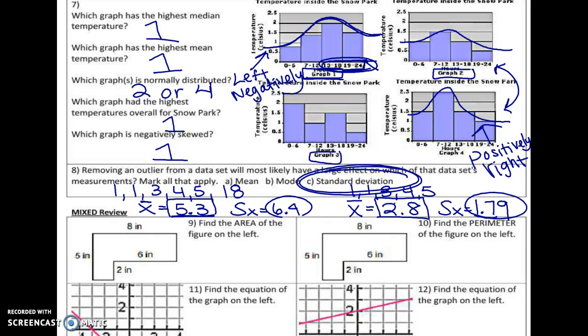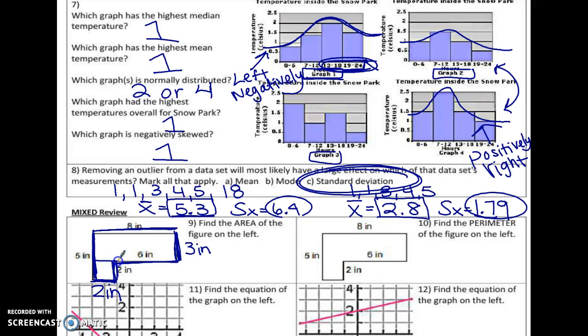The bottom part of this is a review of lots of stuff. So find the area of the figure on the left. If I want the area, I need to know what these two sides are. So if I want this side here, I'm going to look at all the vertical pieces here. So 5 is the whole thing, and 2 is part of it. So this last piece has to be 3 inches. And now we look at the pieces going across. So we got 8, 6. So this bottom piece has to be a 2-incher. And then we're going to find the area.